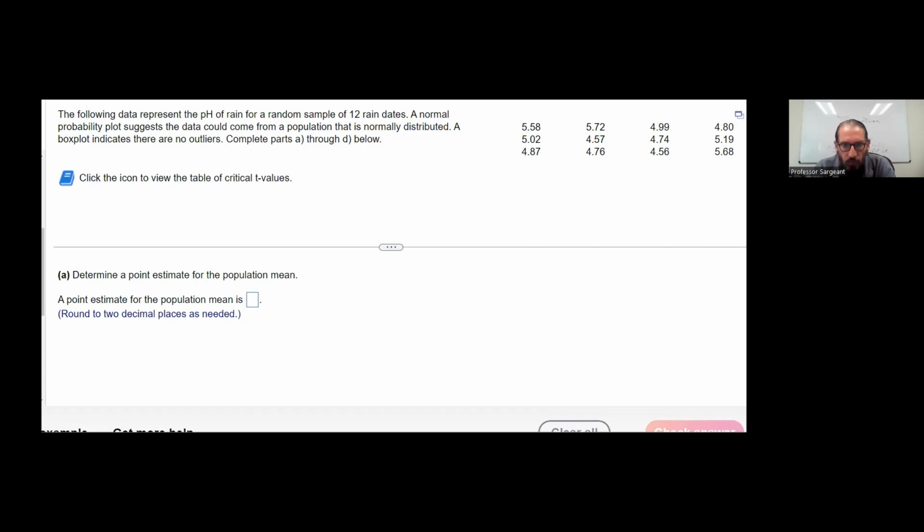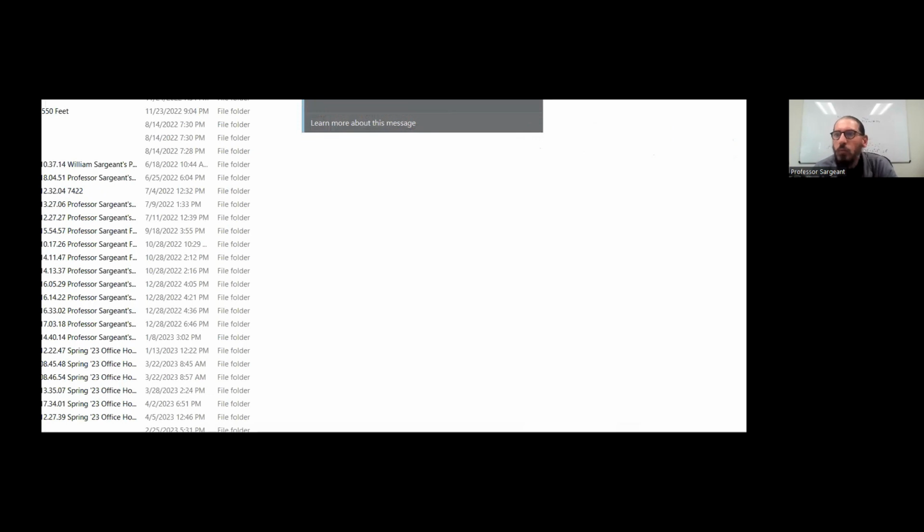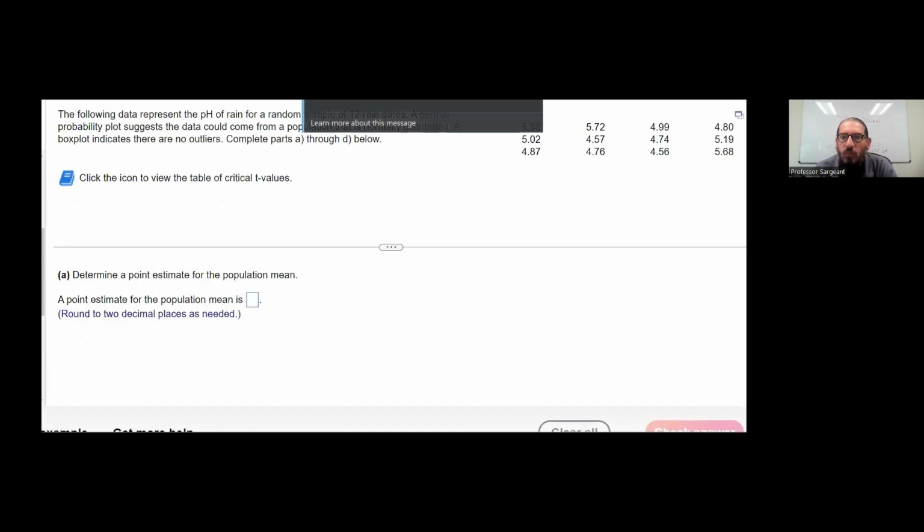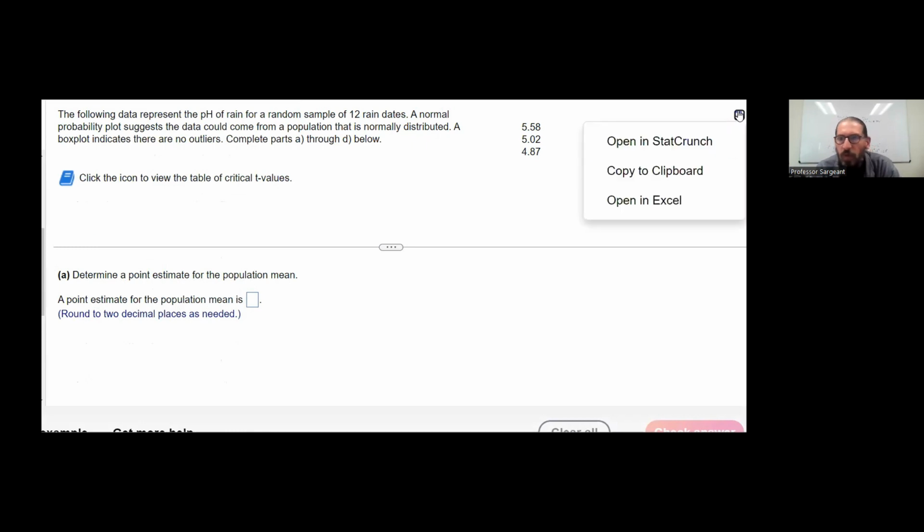Unlike some other examples, here we are not provided with information about what X bar and S are equal to. We're just given the raw data. And so whether using a calculator or StatCrunch if it's available, or Excel, we're going to have to find the sample mean and the sample standard deviation.